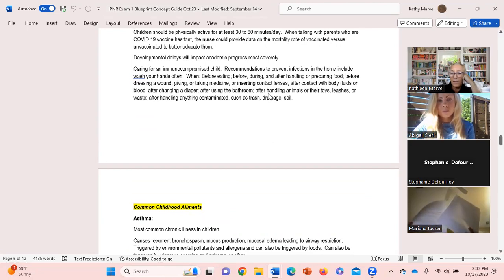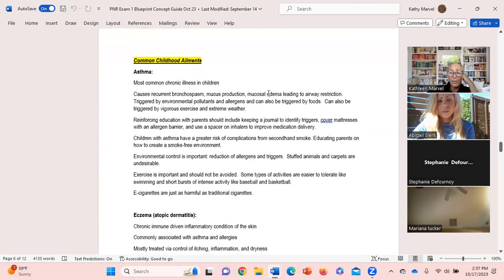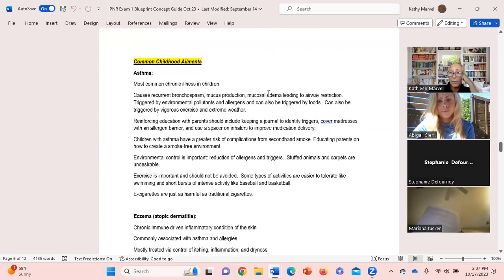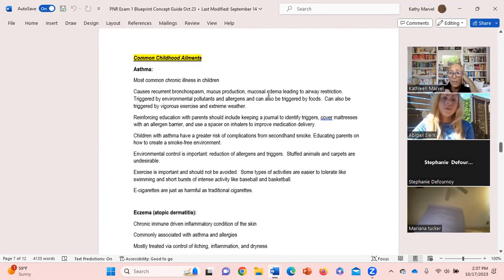Then the next section is the common childhood ailments. I'm going to let you go through this section on your own, but know that there's at least 1 or 2 questions on each of these. I've whittled this down. Your weekly notes are much more detailed. I've tried to give maybe 6 to 8 bullets for each one.